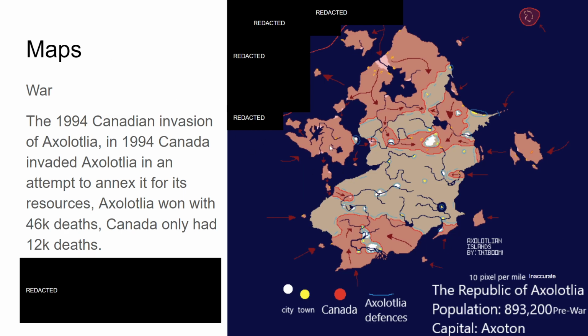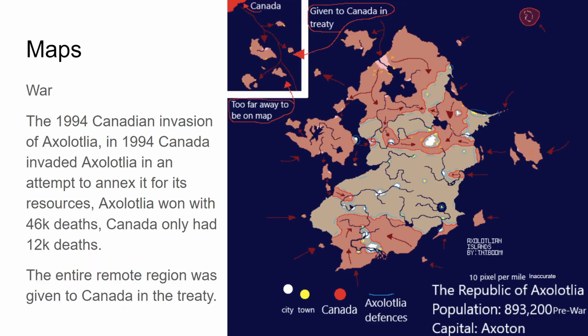I have just completely redone the entirety of this slide. The 1994 Canadian invasion of Axolotlia is not this slide anymore. Do you want to know what's redacted? I'll show you what's redacted. I think it's about time. Kablam. That is literally what was redacted right there.